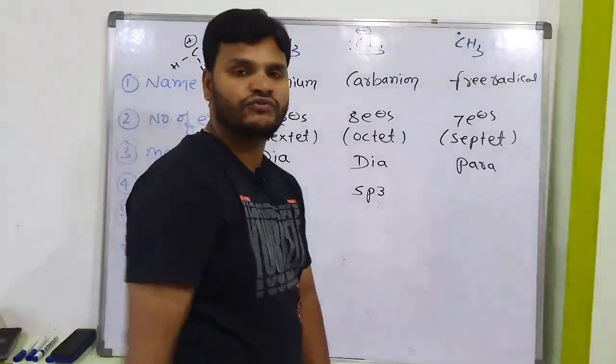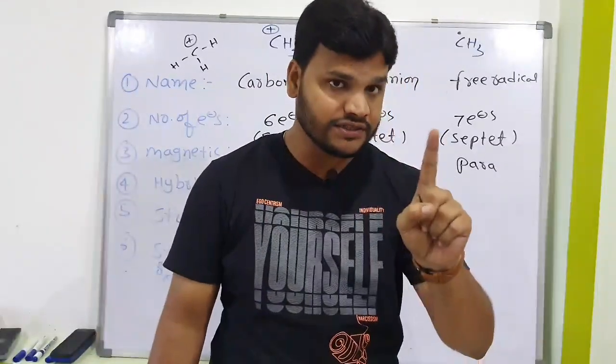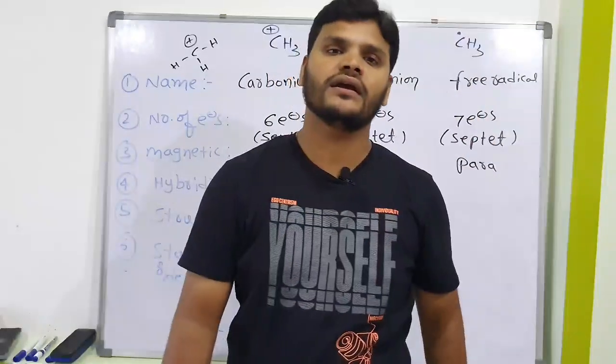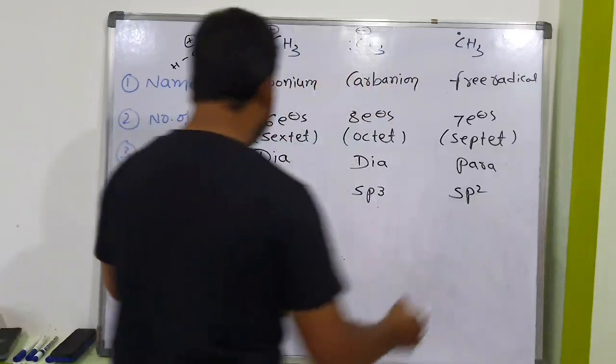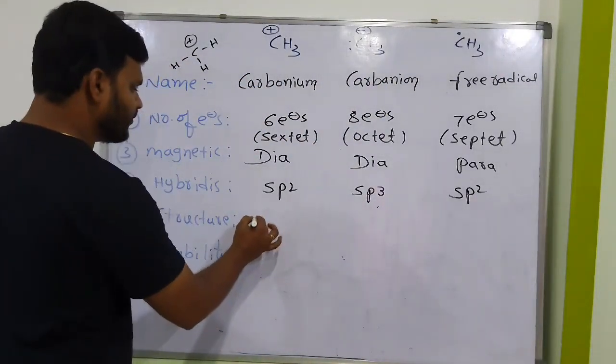Next, what about free radical? Except for magnetic nature, for the remaining properties free radicals follow the carbocation rule. What is the hybridization here? sp2, like carbocation. Next, what is the structure of sp2? Trigonal planar.